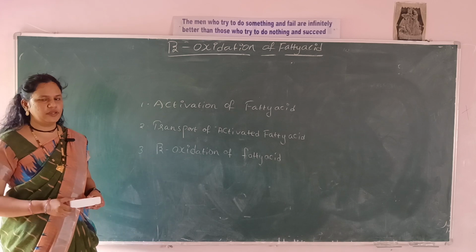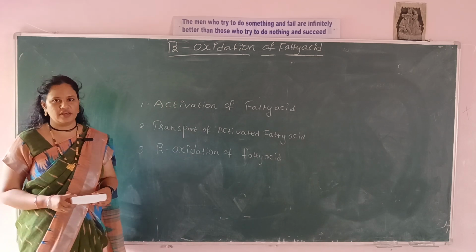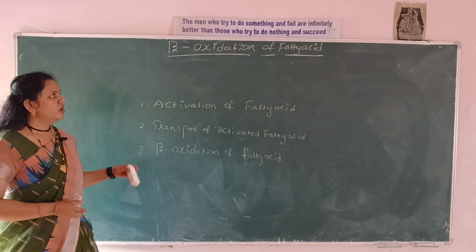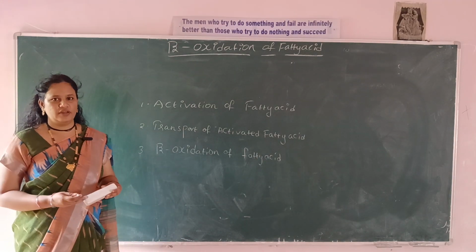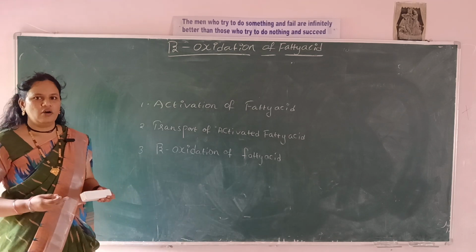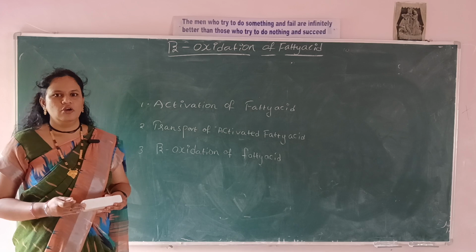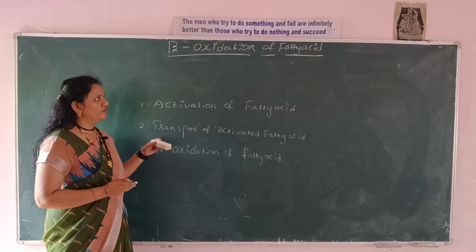Today, I am going to explain about the beta oxidation of fatty acid. So, first, let us know what it means. Beta oxidation of fatty acids is defined as a catabolic pathway for breaking down the fatty acids at the beta position to produce energy in the form of ATP.